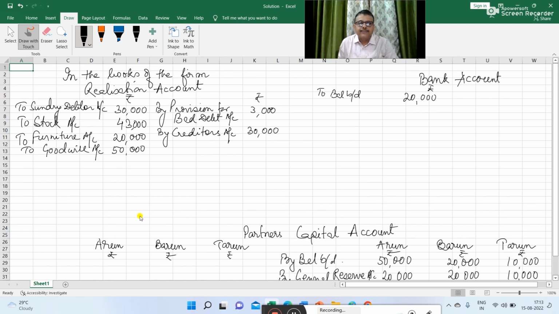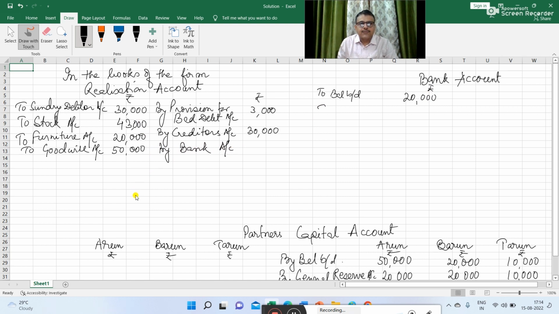It is given that the amount realized from debtors is 25,000. By selling the stock, the partnership firm received 48,000 and by selling the furniture, the partnership firm received 19,000. So journal entry is bank account debit to realization. So in realization account I am writing by bank account.